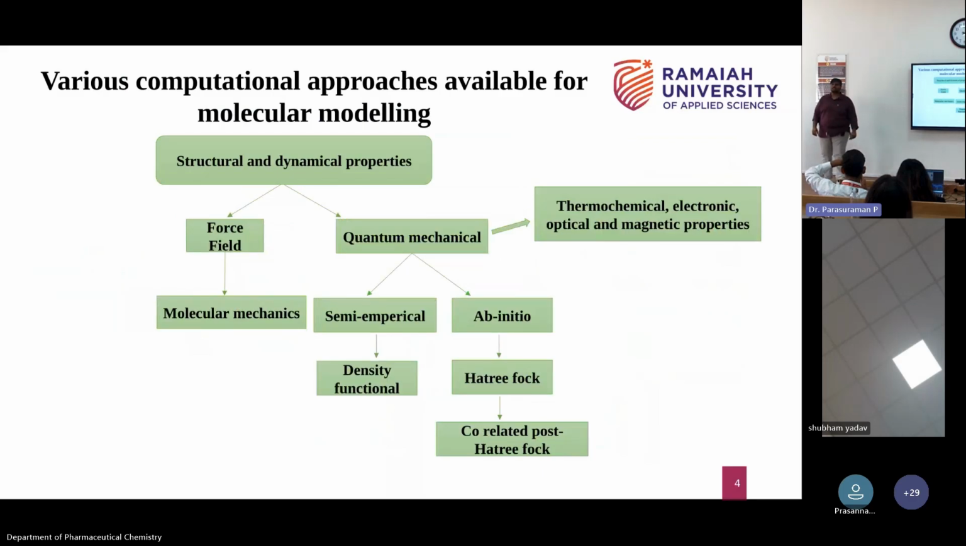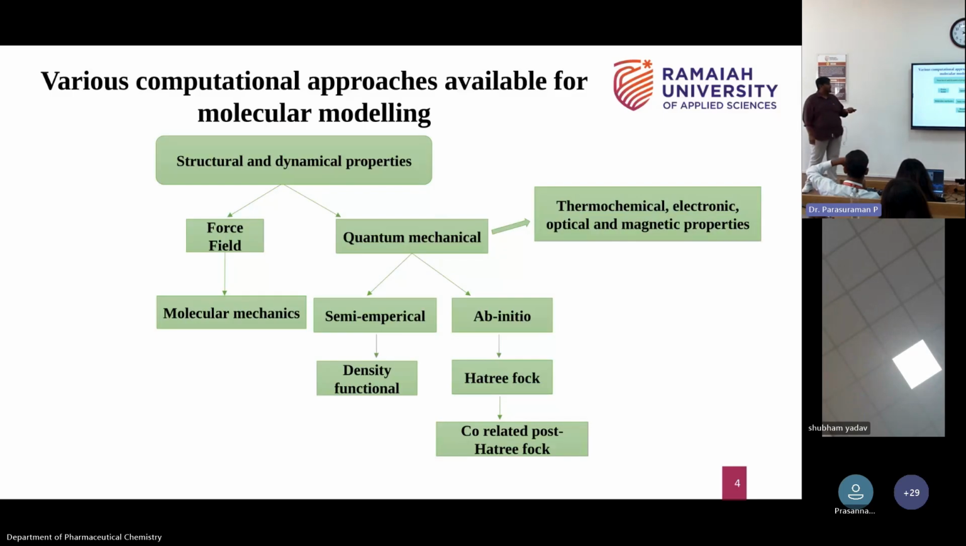So, various computational approaches in computational modeling. Here in computational modeling, we'll be analyzing two properties: structural and dynamical properties. In structural, we'll majorly be focusing on molecular mechanics, so it uses a force field. In the last session, we saw molecular docking. Molecular docking and molecular dynamics will mainly be working on molecular mechanics, which uses a force field.